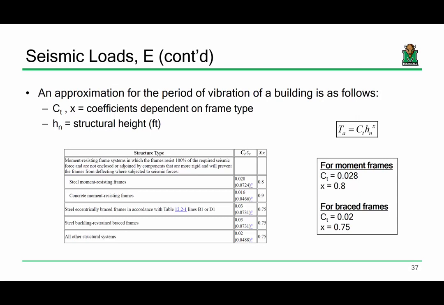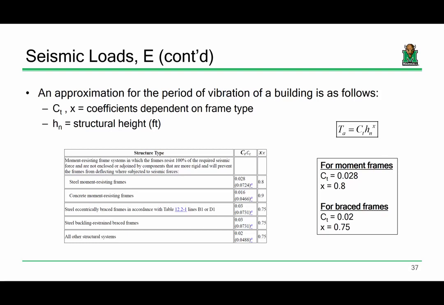That's what T sub A is. T is the time that it requires to undergo a cycle of vibration, approximate, T sub A. It's pretty straightforward, and it's just a function of some curve fit constants and the height of the building, essentially the structural height. So it's pretty straightforward.